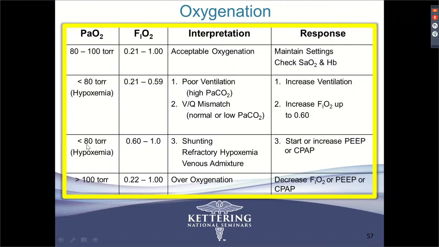If we have a PO2 that's less than 80, and the FiO2 is on 60% up to 100%, then that means one of these three problems is being caused: shunting, refractory hypoxemia, or venous admixture. All right? Now, does anybody know what the difference is between shunting and refractory hypoxemia? Yeah, there's no difference. They mean the same thing. What's the difference between refractory hypoxemia and venous admixture? None. They mean the same thing. So all three of these mean the same thing.